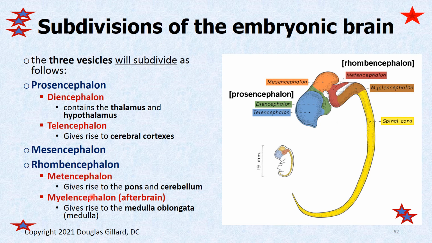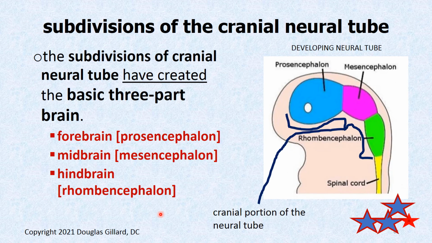The rhombencephalon morphs into a metencephalon and a myelencephalon. The metencephalon gives rise to the pons and cerebellum. And then the myelencephalon morphs into the medulla oblongata, which will connect with the spinal cord later. Got it? Memorize these slides. Note card slides right here.